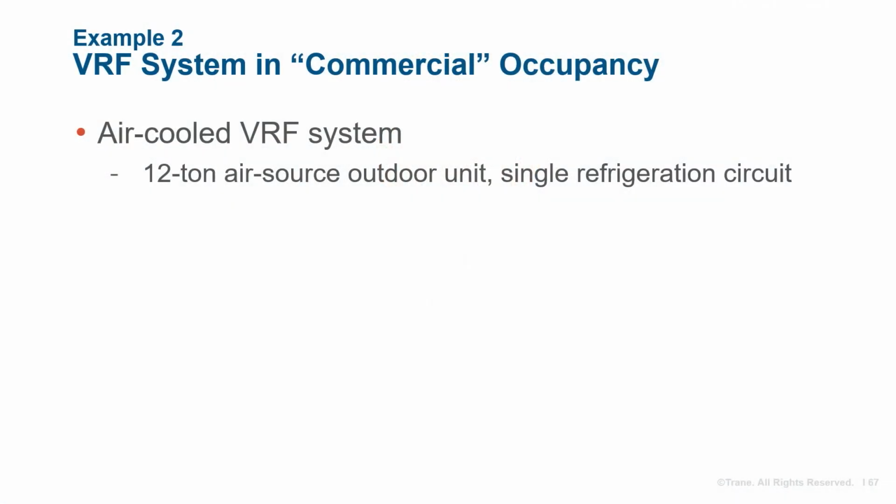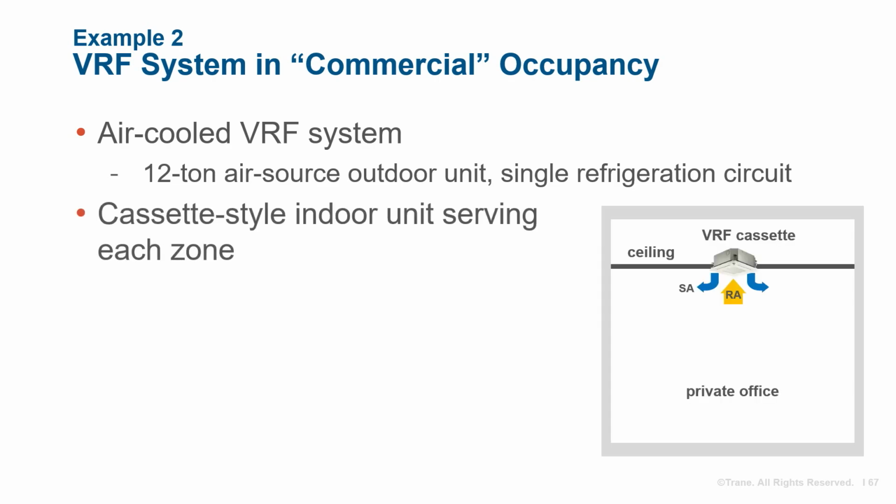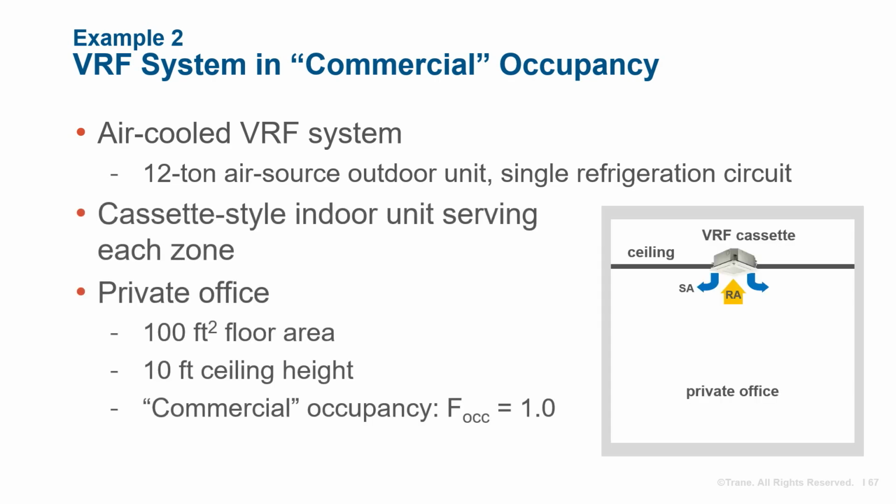In the second example, a VRF system conditions several private offices and conference rooms in a small commercial building. This VRF system consists of a 12-ton air source outdoor unit with a single refrigeration circuit. A ceiling-mounted cassette serves each zone. The room being analyzed is a 100 square foot private office with a 10-foot ceiling height.